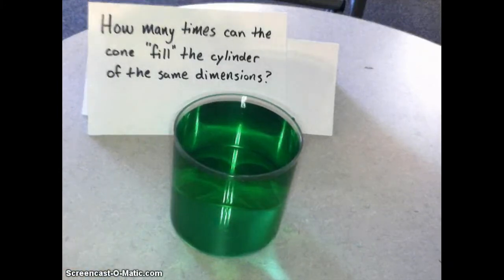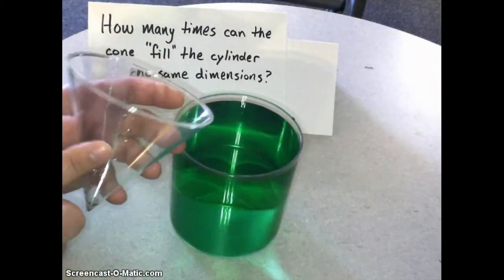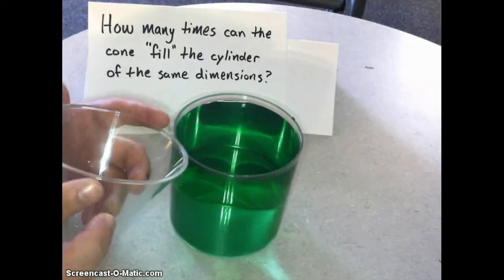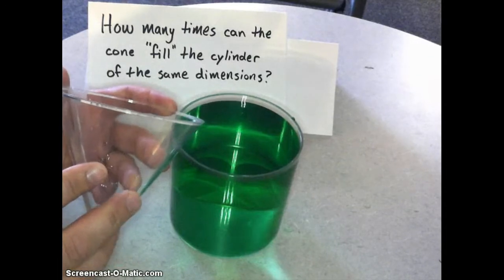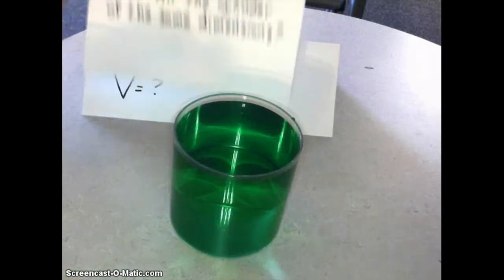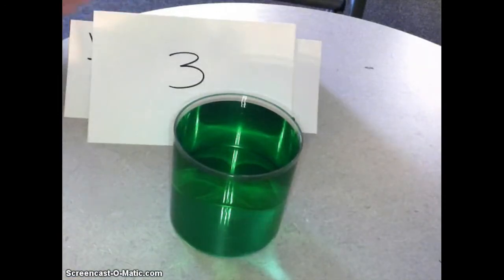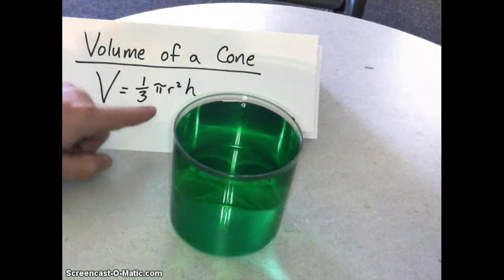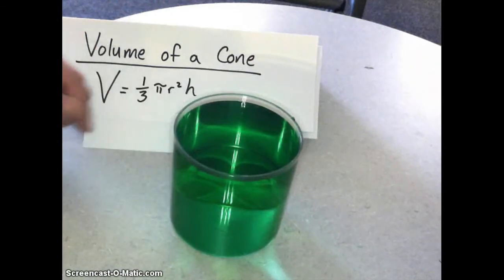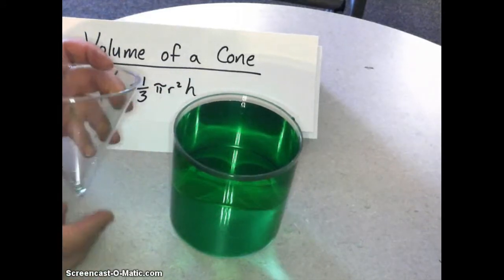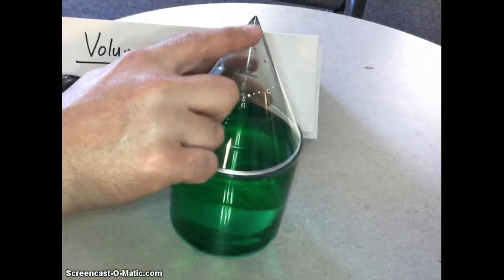So if it took 3 of these to fill this, that means this volume, the amount of liquid or amount of substance that would fit in one of these, has to be 1 out of 3 total that fill this shape. So once again, how many times can we fill it? 3. That means that our volume of a cone formula is 1/3 the volume of the cylinder, pi r squared h. Remember, we're talking about the actual height from the top down to the bottom.